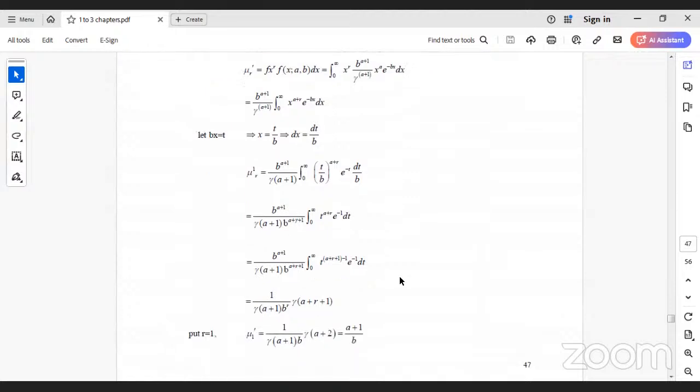So therefore, simplifying this one, b^(a+1) by gamma(a+1) times 1 by b^(a+r+1) times the integration from 0 to infinity of t^(a+r+1-1) e^(-t) dt. We are cancelling b^(a+1), so we get b^(-r) times gamma(a+r+1) by gamma(a+1). So for the solution, put r = 1: mu1' = 1 by gamma(a+1) times (1 by b) gamma(a+2) = (a+1) by b.